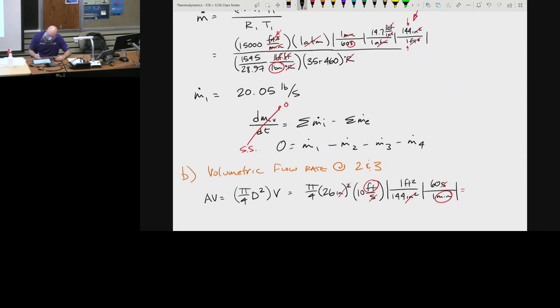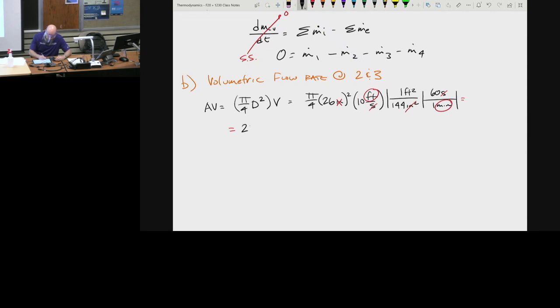And so this is going to give me, I have to make sure I don't cross off that 2 there, 26 squared times pi divided by 4 times 10 times 60 divided by 144. And I get that my volumetric flow rate here is going to equal 2,212.2 cubic feet per minute. Okay, and that's going to be the volumetric flow rate at 2 and the volumetric flow rate at 3, because nothing changes there. The diameter is the same and the velocity is the same. If they had a different diameter or a different velocity, we'd have to calculate both. So that is our volumetric flow rate.